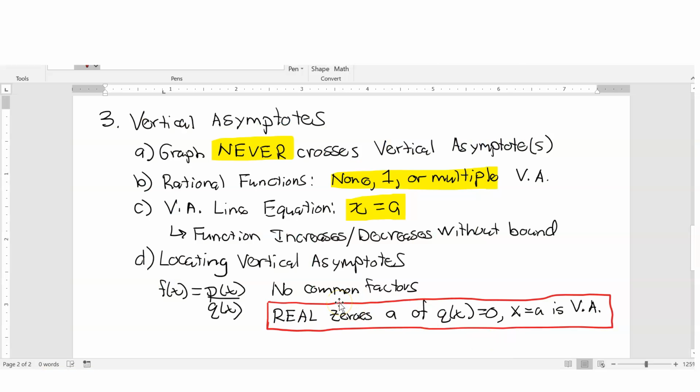How do we locate vertical asymptotes? Well, if you have your rational function p of x divided by q of x and it has no common factors, you'll essentially do what we did in example 1 with the domain. Set q of x equal to 0, and the real zeros a that you find in that process, then those vertical lines x equals a will be the vertical asymptotes.